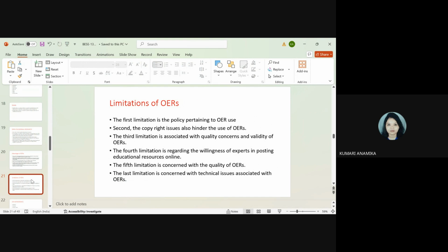So when we see what are the limitations of this OER, the very first limitation is the policy pertaining to OER use. There are certain policies which you have to follow for using that OER. So this is one of the limitations, and there are times you will face copyright issues when you are about to use any OER. The third is associated with the quality concerns and validity of OER. The quality of the OER is not that good. The fourth limitation is regarding the willingness of the experts in posting educational resources online.